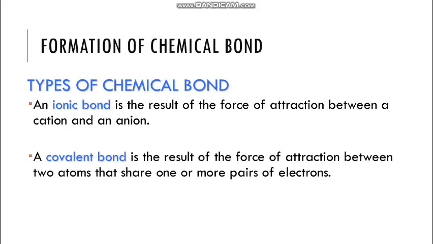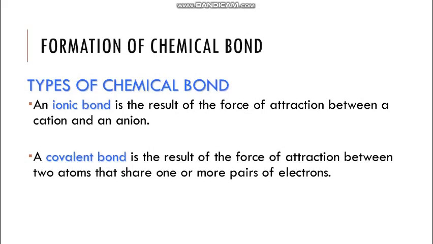So, an atom may lose or gain enough electrons para ma-acquire niya yung octet rule, yung 8 electrons doon sa kanyang valence shell, and will become an ion. So, an ionic bond is the result of the force of attraction between a cation and an anion.